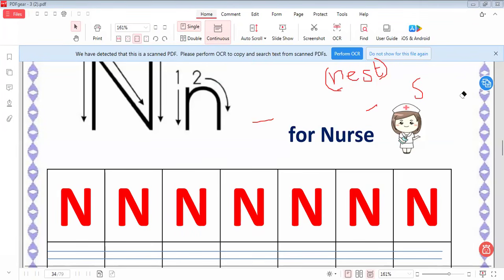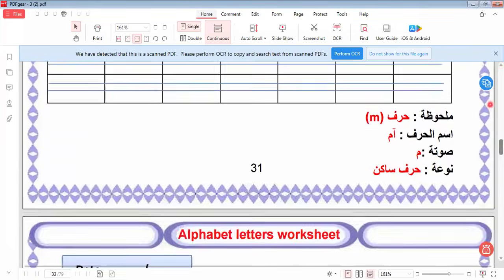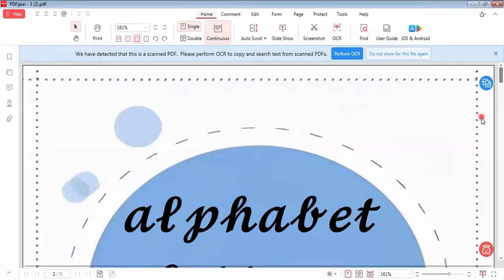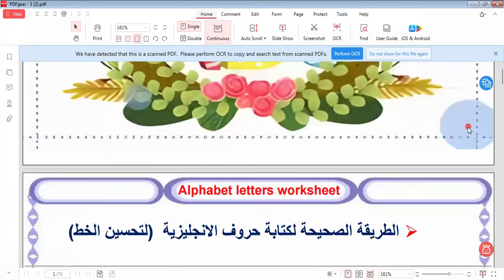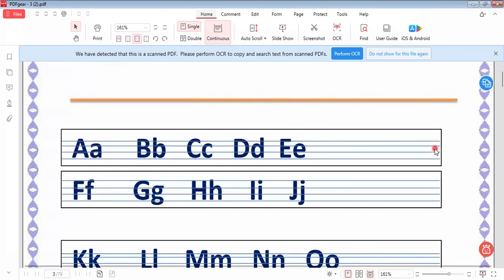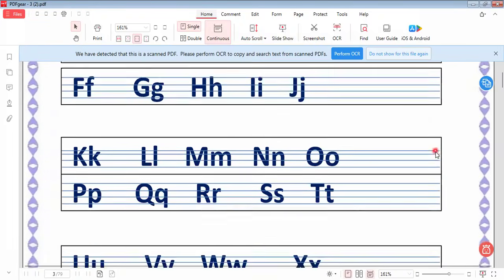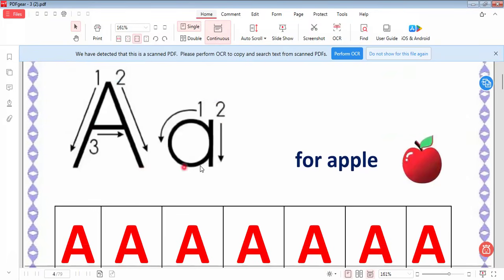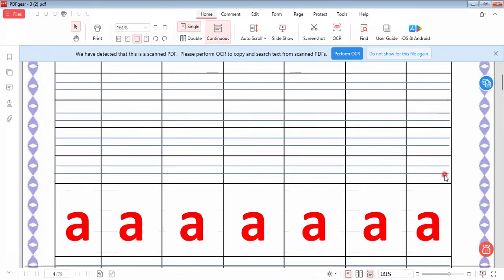Okay. So here is where we have, today we stop on letter N. I would like to make a quick review on this letter before I go to another topic here in this video. Okay, I start by letter A. Here is capital A and small a. A for apple.